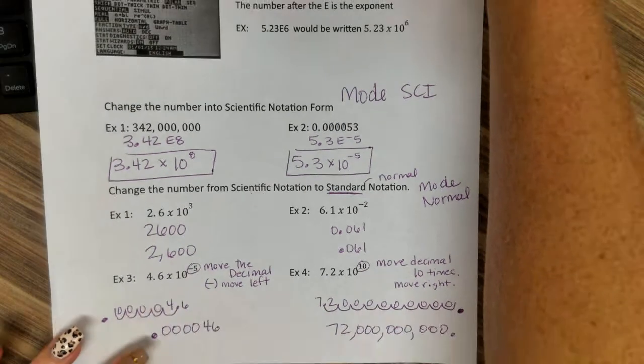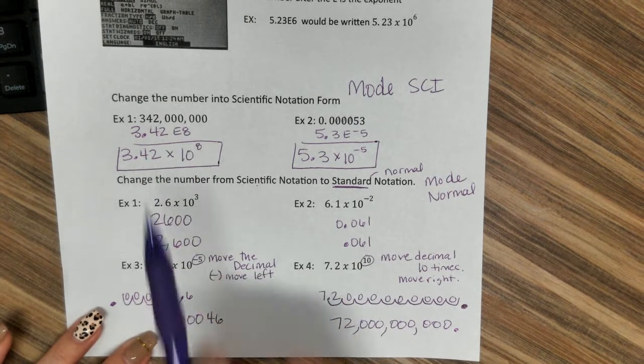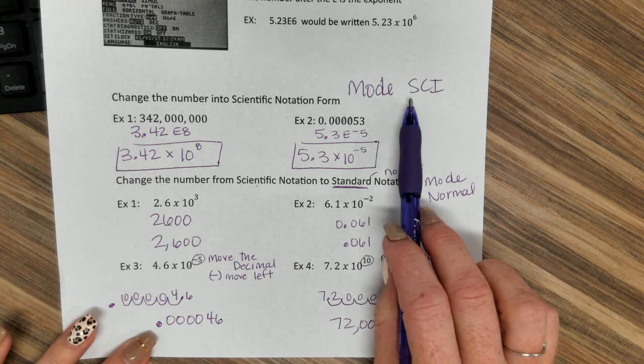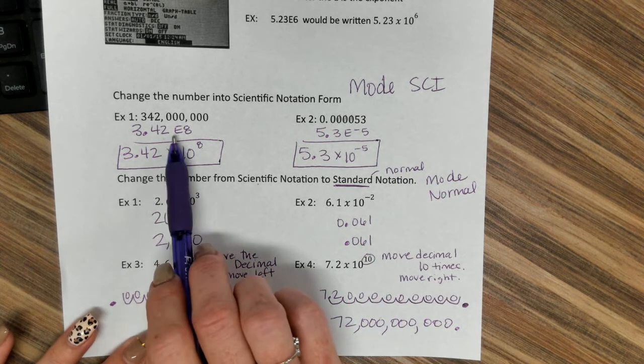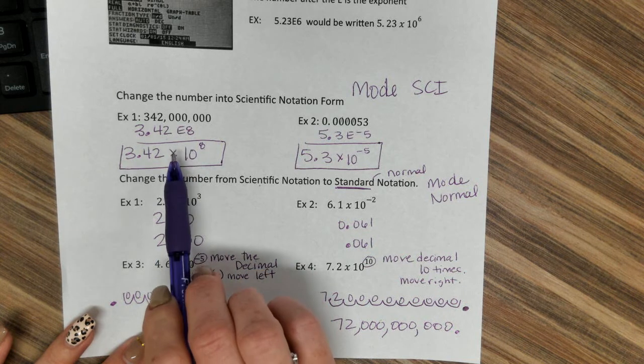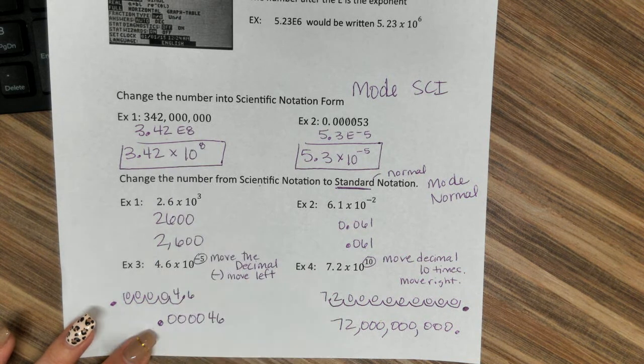Okay, let's go over what we learned. If I want to go from normal to scientific, what mode do I go to? SCI. Do I write the E as my answer? No. What do I write instead? Times 10, and the number after that is your exponent.